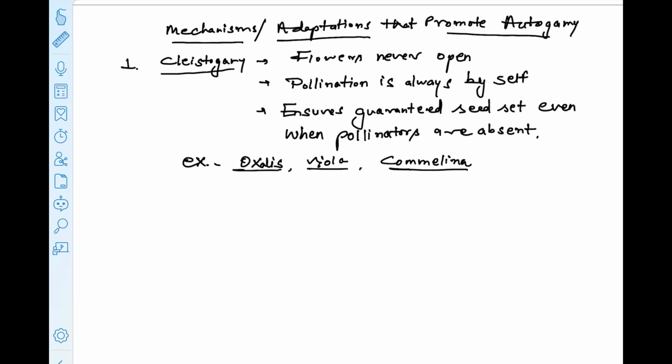So we can say that the plants will always produce seeds, even if there are no insects, no wind, or water movement, or even if the environment is unfavorable. It always ensures guaranteed seed set. There are a few examples of such flowers: oxalis, viola, and commelina.